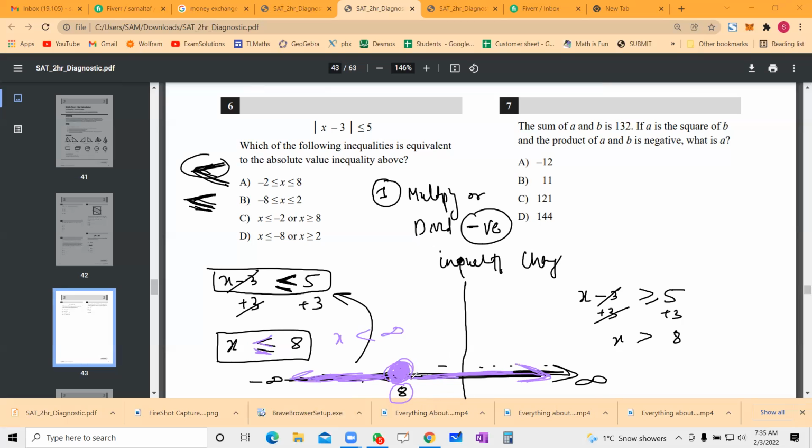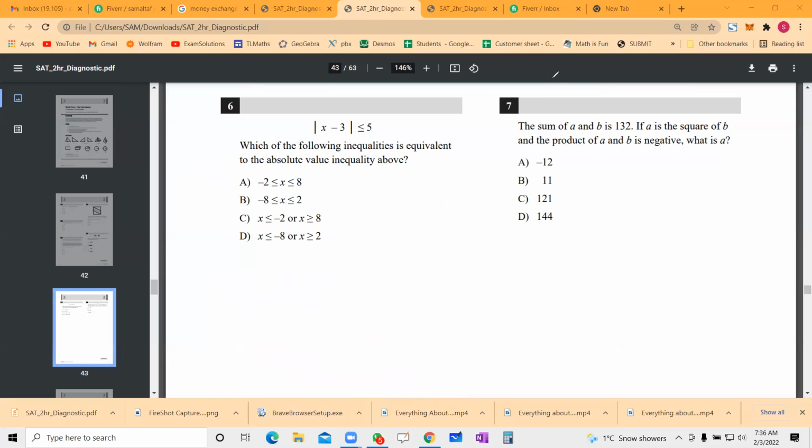That number is also included in the solutions, right? So that's why this solid circle is representing that 8 is also included. A hollow circle on 8 represents that 8 is not included. Okay. All right, so this was absolute value equations.